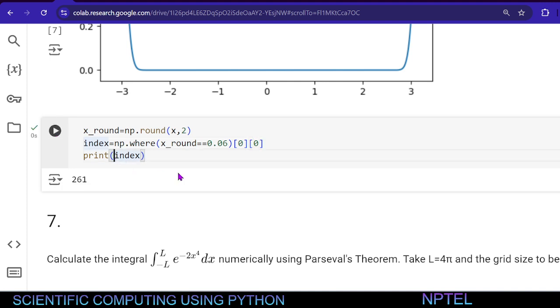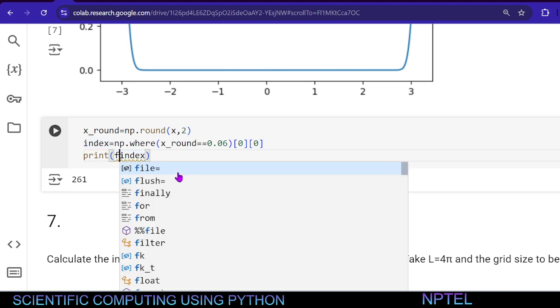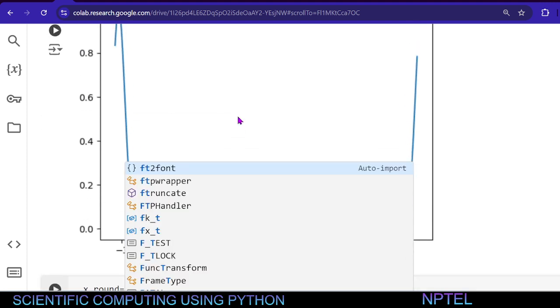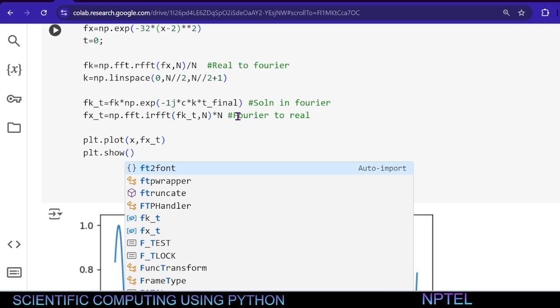And I don't want the index, I want the value at that index, which is f t. What did I call the final function? fxt.